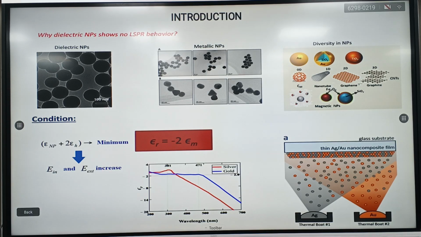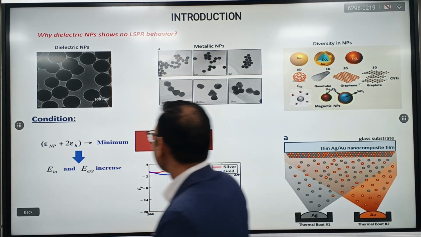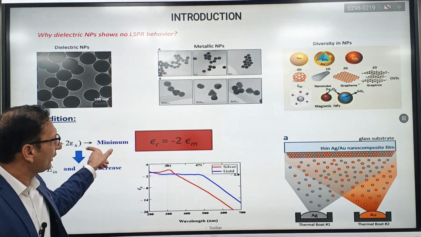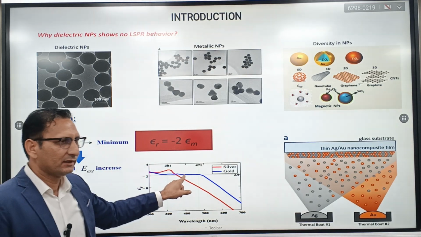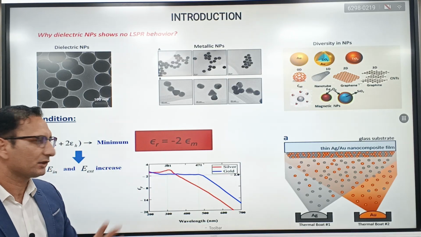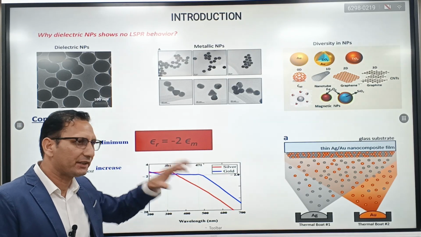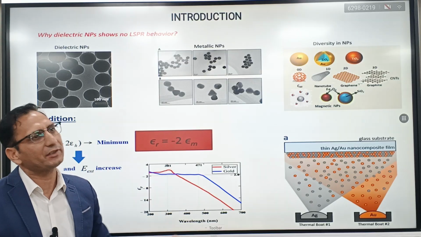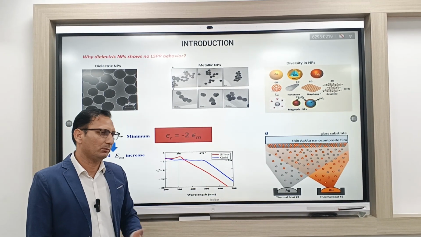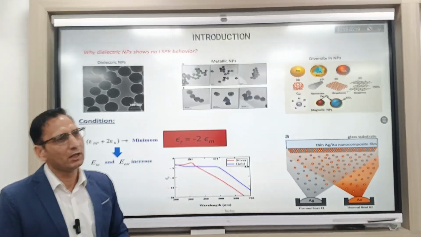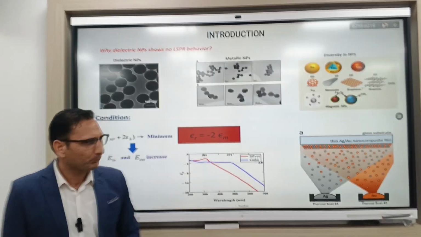So why can we not see it if we have a dielectric material? Because of the condition that I showed you. The condition is this one: you have the real part of the dielectric function negative. If it is negative, you can see this behavior. If it's positive, you can never see that, even if you go to 1 nanometer. This is the simple reason: we have to fulfill the Frohlich condition, right?